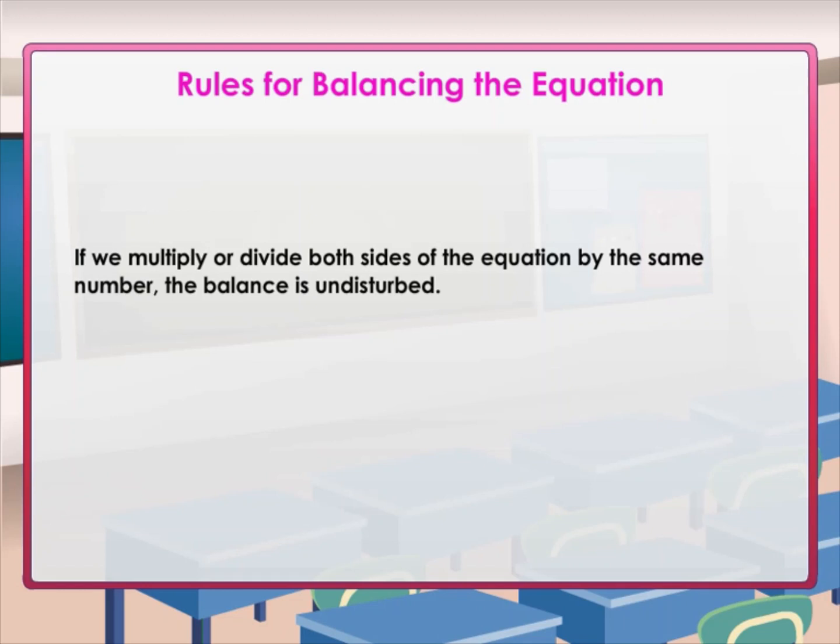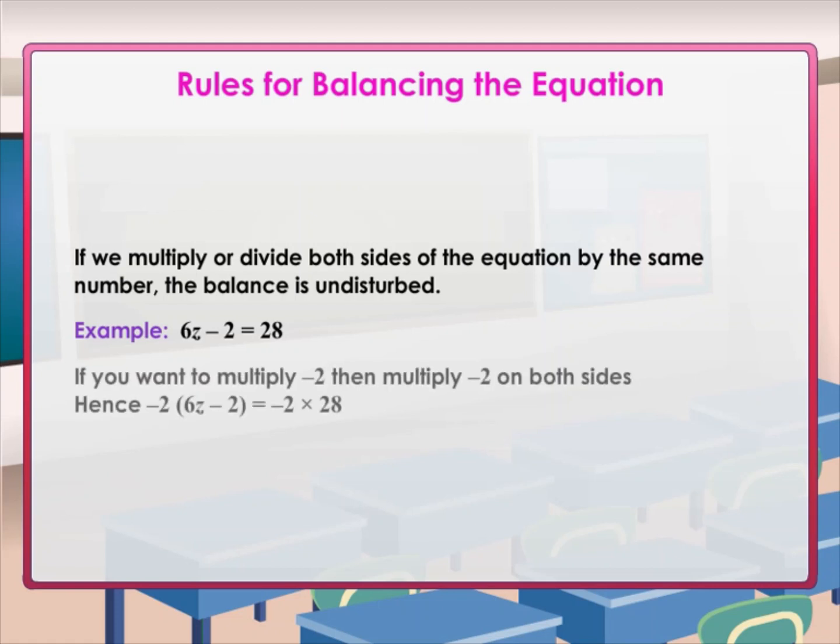If we multiply or divide both sides of the equation by the same number, the balance is undisturbed. Example, 6z minus 2 is equal to 28. If you want to multiply by minus 2, then multiply by minus 2 on both sides. Hence, minus 2 of 6z minus 2 is equal to minus 2 into 28.